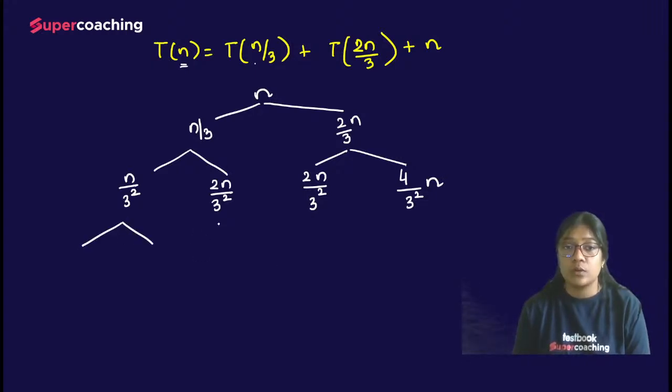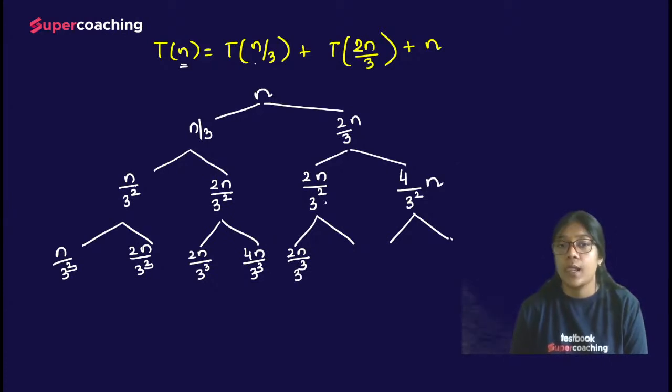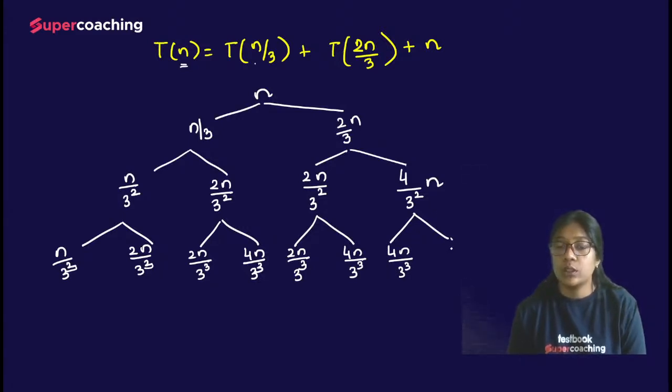Similarly, we'll expand it further. Again, in the first part, 1/3 of the elements are there, so it will be n/3 squared, and 2/3 of the elements, 2n/3 squared. At the next level, 1/3 gives 2n/3 cubed, 2/3 gives 4n/3 cubed, 1/3 gives 2n/3 cubed, 2/3 gives 4n/3 cubed, 1/3 gives 4n/3 cubed, and 2/3 gives 8n/3 cubed.